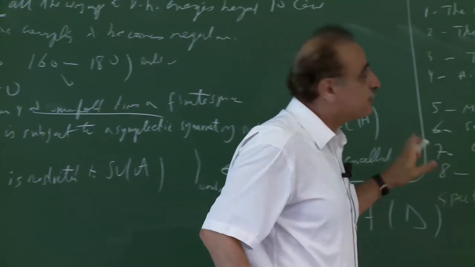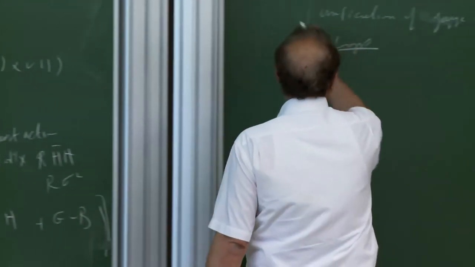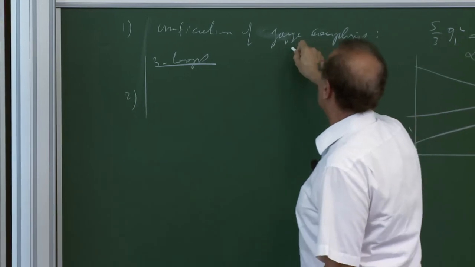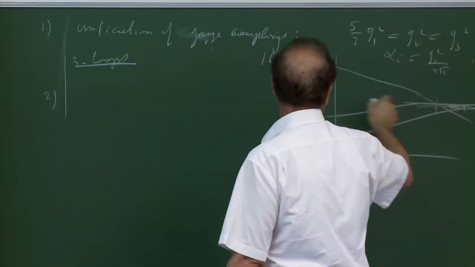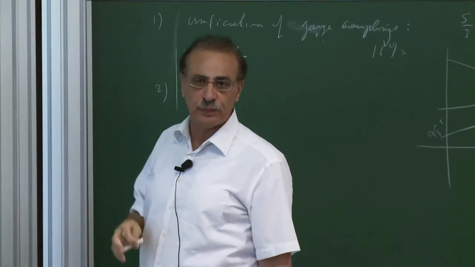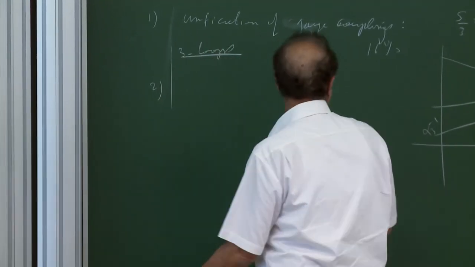But apart from this, is there anything else? Then you say, okay, there's nothing else. So of course, there's a question mark. We cannot really make a definite statement now. They don't meet, but something may happen because nobody has computed the two-loop renormalization group equations. This will come at some point, I'm sure.